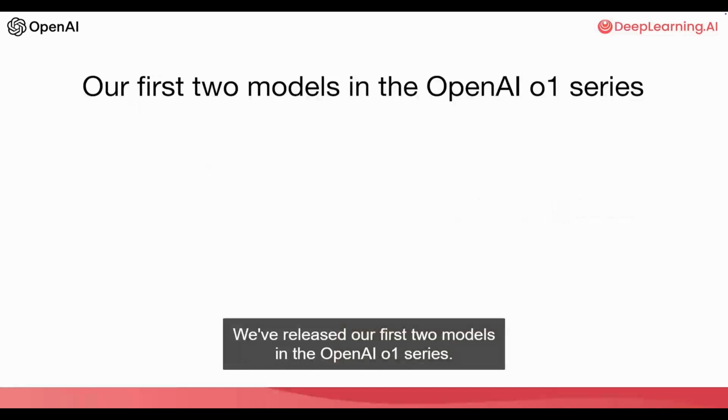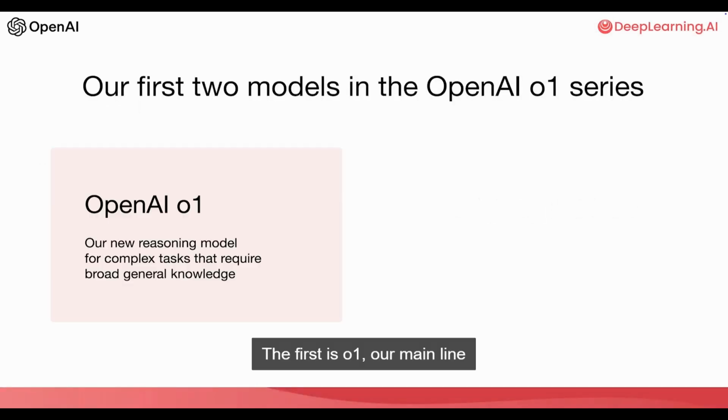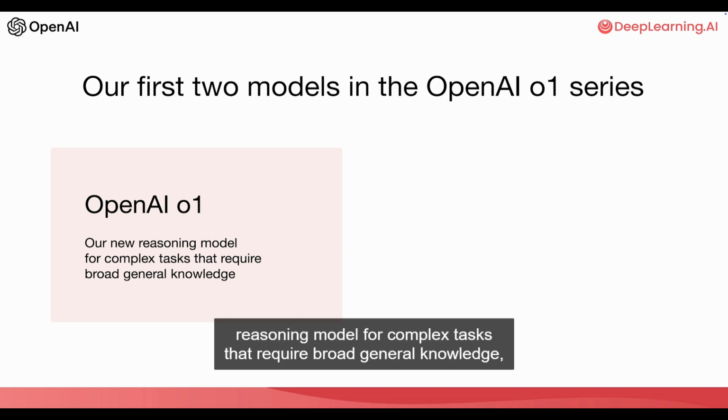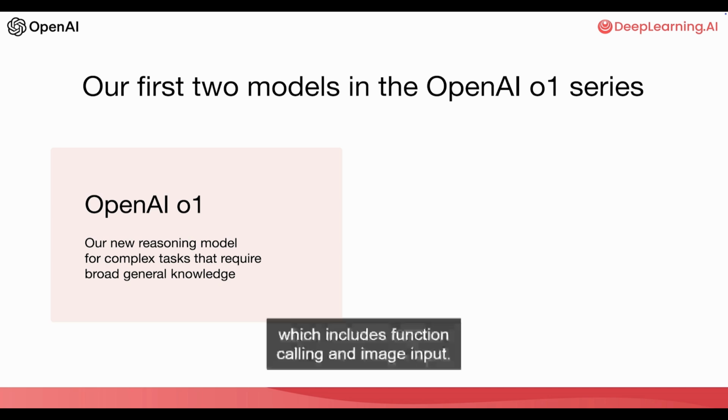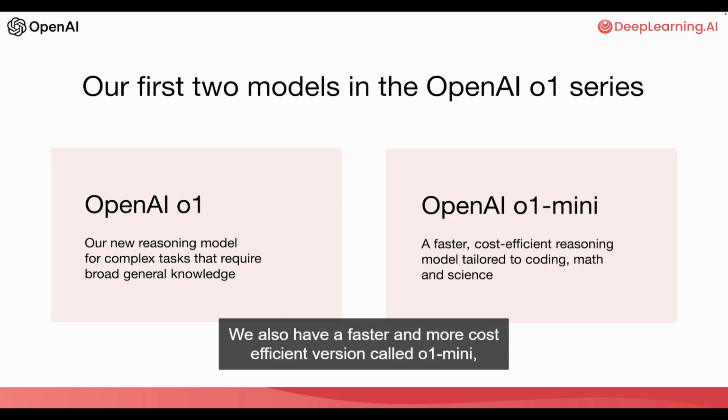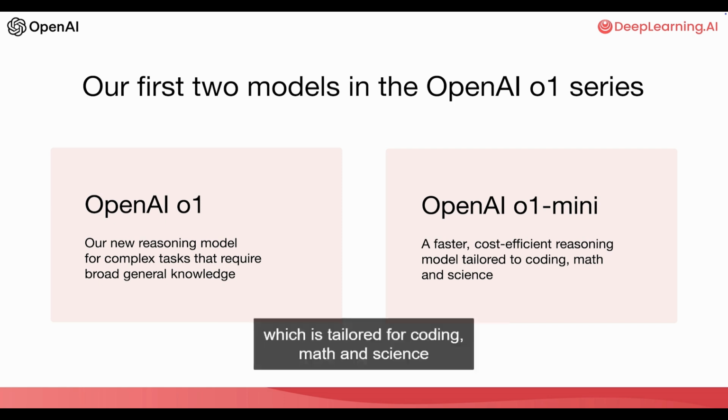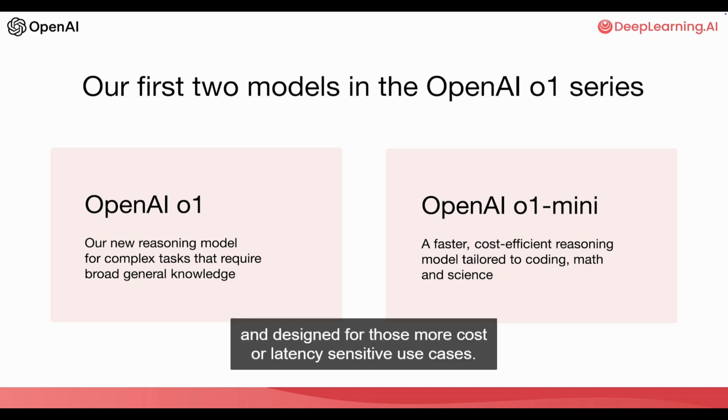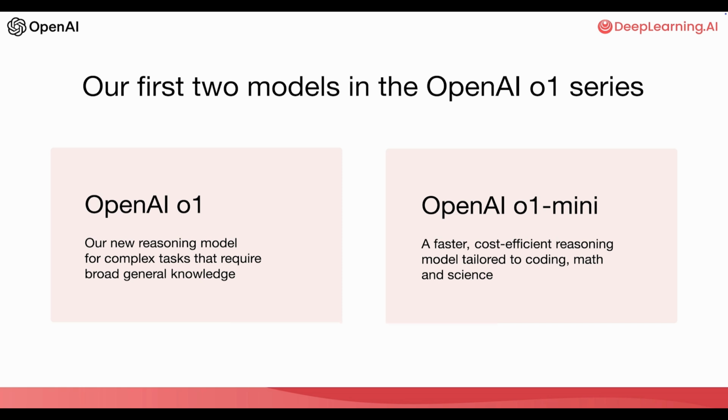We've released our first two models in the OpenAI O1 series. The first is O1, our mainline reasoning model for complex tasks that require broad general knowledge, which includes function calling and image input. We also have a faster, more cost-efficient version called O1 Mini, which is tailored for coding, math, and science, and designed for those more cost or latency sensitive use cases.